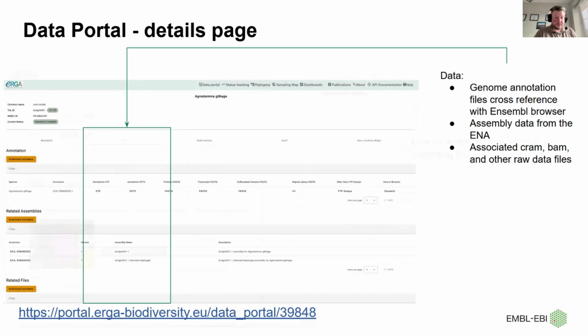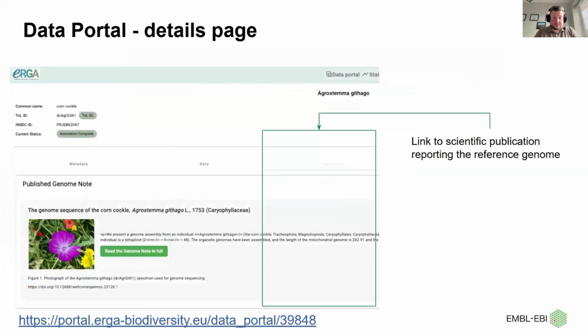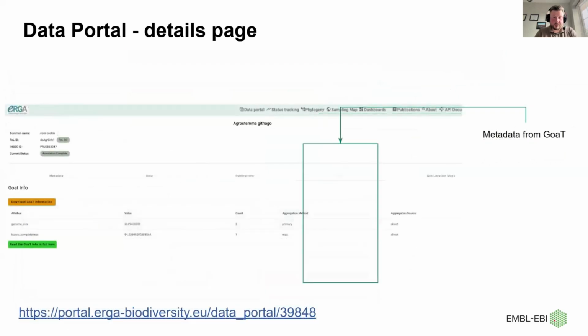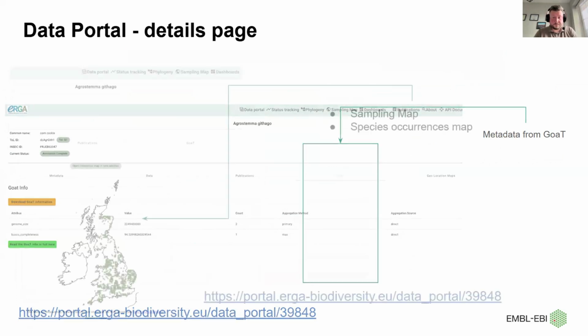Next up is a link to the scientific publication reporting the reference genome. This is just primarily genome notes. Then we have cross-references and some metadata from GoaT. Just to include here, we're showing genome size and BUSCO completeness, but we also have a link to GoaT where you can read the full report about the species.